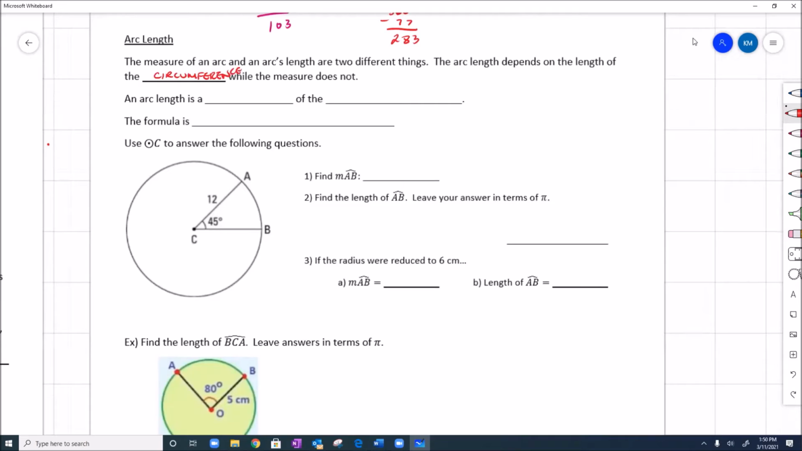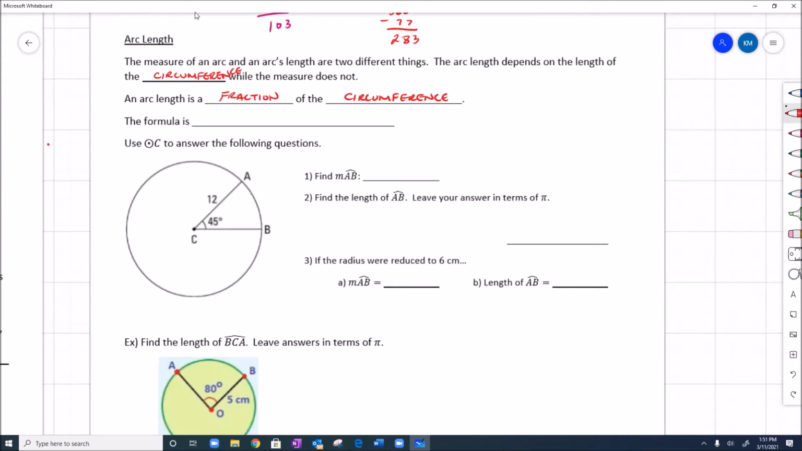Okay. So an arc length is a fraction of the circumference. Basically what we're doing is we're saying, what's the whole circle? What portion or what percent of the circle does this arc take up? That tells us the length of this part of the circle, or this arc.